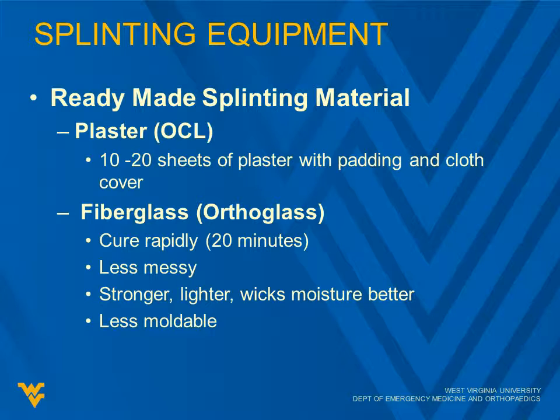It's much less messy. It's stronger, lighter. Wicks moisture better, less moldable though. But the big thing is that for lower extremity, it's just likely going to be not quite strong enough for those big muscles of the calf, so that's where plaster would be much better.